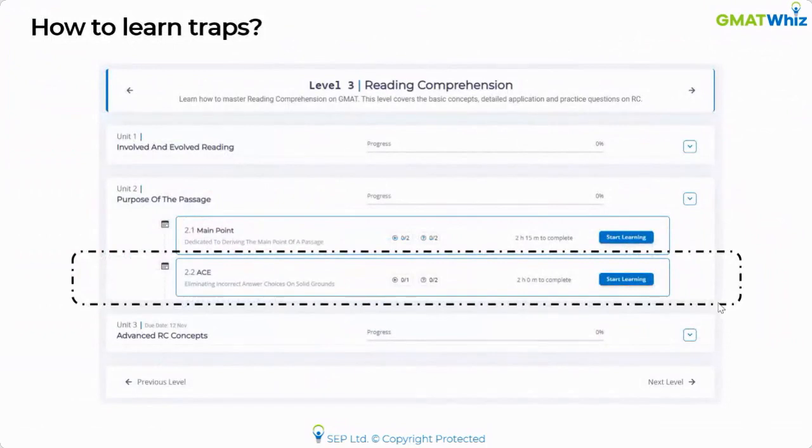We teach you about the traps. If you look at this ACE portion, we dedicate a lot of hours to teaching you about these traps in the answer choice elimination stage, that is ACE.